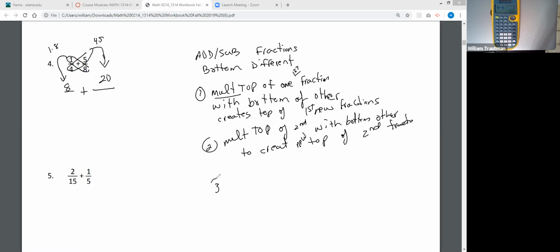And then step 3, multiply bottoms to get the new bottom. The bottoms, let me change my color here. The bottoms are these two. 8 times 4 is 32.